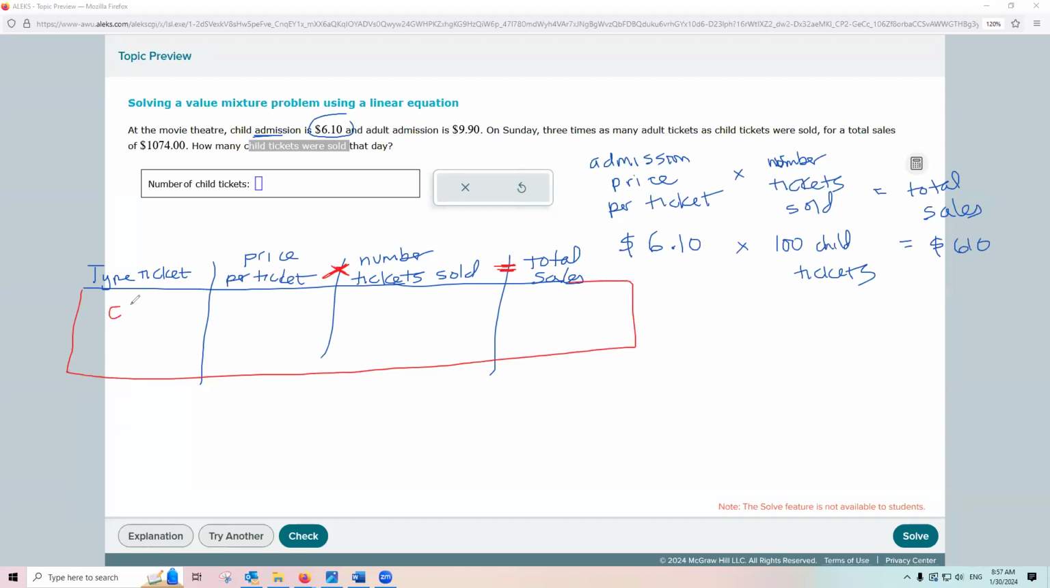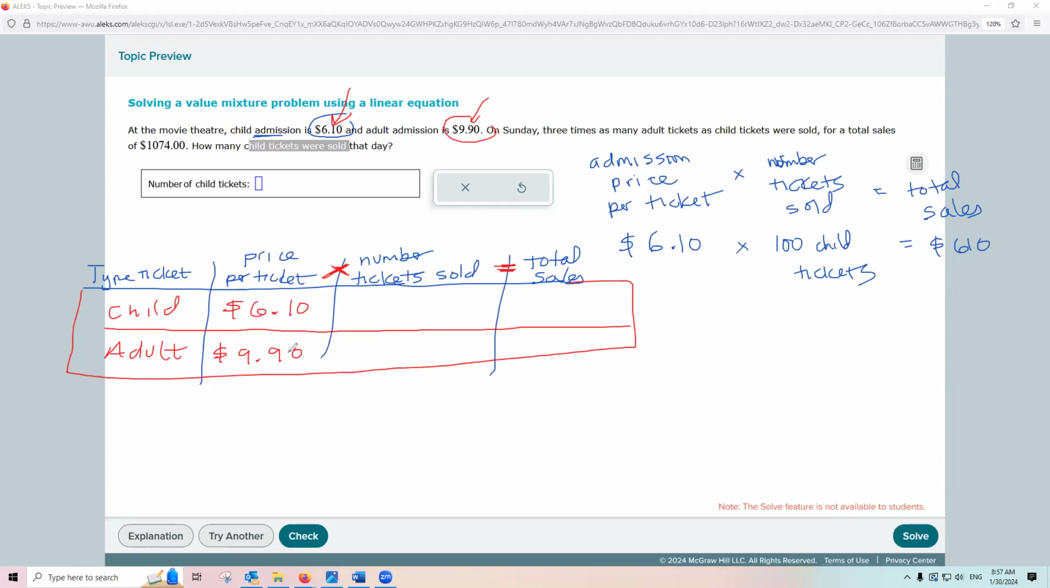All right, let me start filling in this table. There's a child ticket versus adult ticket. And I know the price per ticket that was given to me in the problem. For the child, it was $6.10. For the adult, it was $9.90.